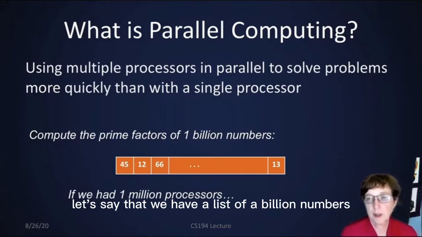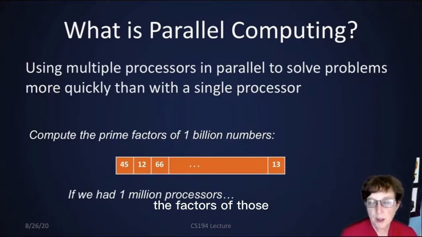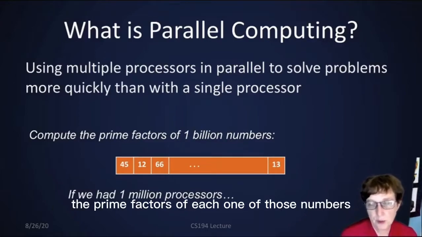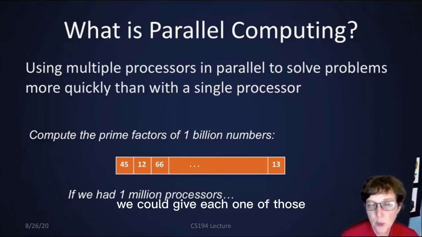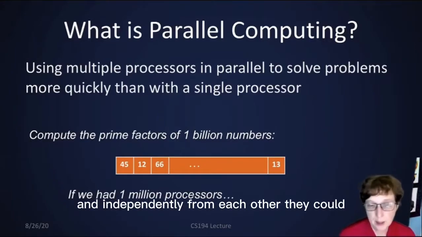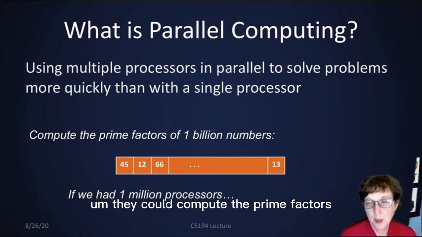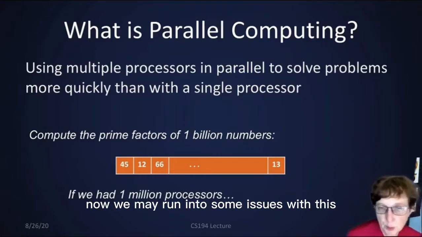Let's say that we have a list of 1 billion numbers, and we want to compute the prime factors of each one of those numbers. And let's say that we have 1 million processors. We could give each one of those processors 1,000 of those numbers, and independently from each other, they could compute the prime factors. Now, we may run into some issues with this.